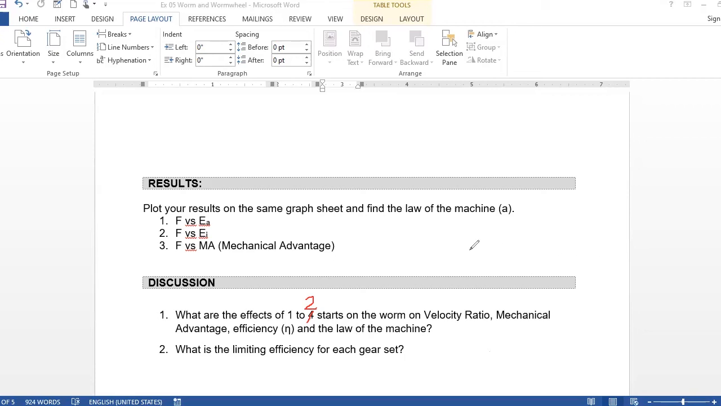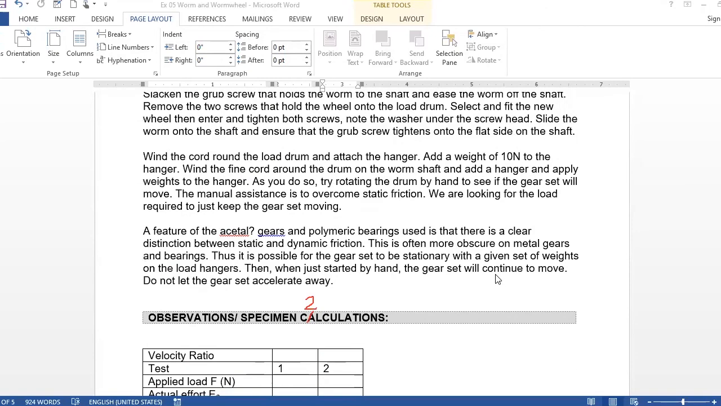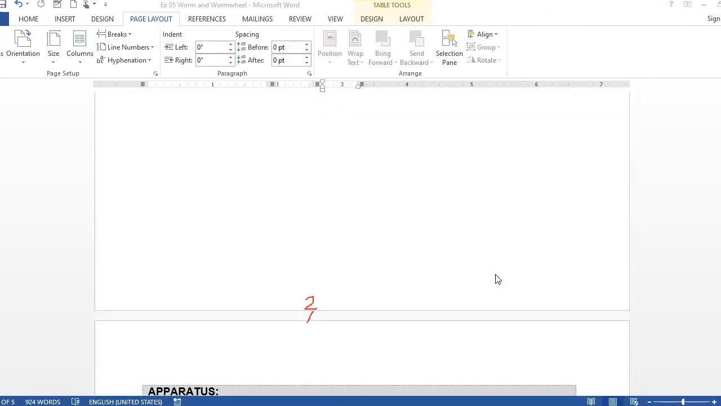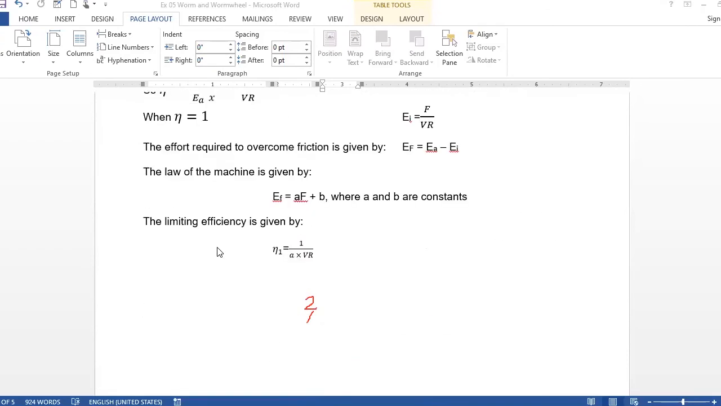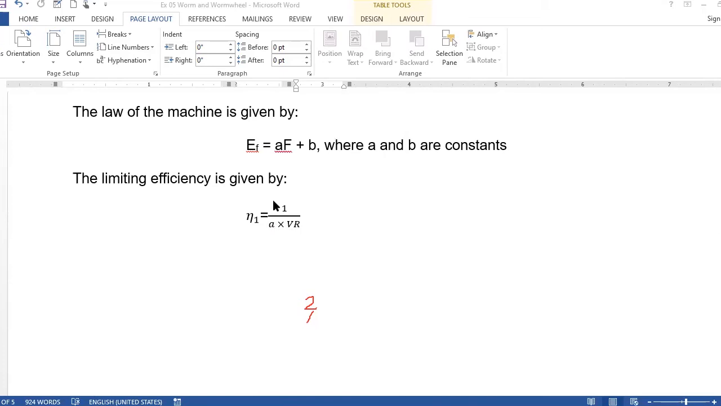The equation is given above on the lab sheet. If you look at the lab sheet, you see the efficiency under the theory section. Under the theory section, it's given. Limiting efficiency is given by 1 over A into VR. What is A? You can derive this A from the graph, right? On the graph, you can find this equation, effort equals A F plus B, no? This equation you can find out, no? The slope of the graph is A, right? Tan theta is equal to A, right?